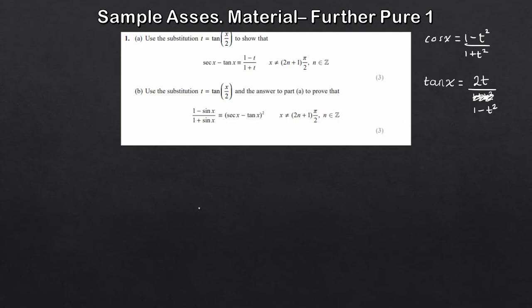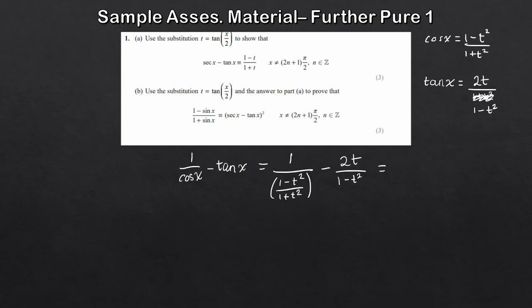So, sec x is 1 over cos x minus tan x. Using that information, what's that going to be? Well, that's going to be 1 over this. So let's just write it out in full. 1 over 1 minus t squared over 1 plus t squared, minus tan x, which is 2t over 1 minus t squared.